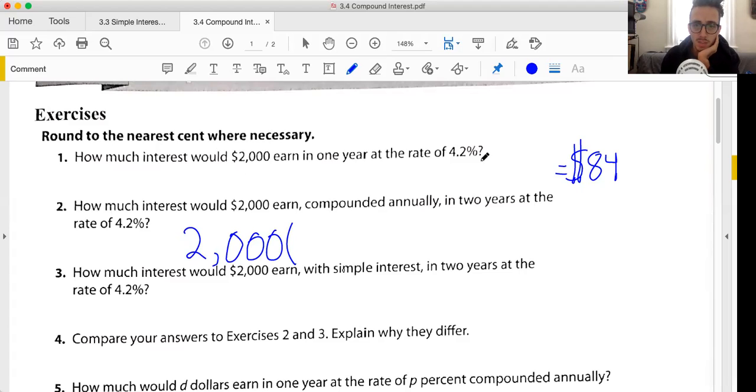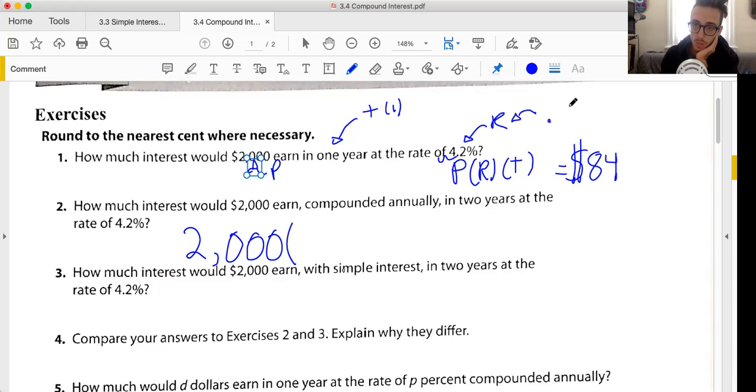$2,000 earned in 1 year at the rate of 4.2. You have your principal. You have your rate. You have your increment of time, which is just 1. Okay, so that's just a pretty simple one. Just plug in because you've got everything for your principal, your rate, and your time. That eventually will get you $84. Remember, for the rate, move that decimal point over once, twice, getting you 0.042 for your rate. So just plug that in here, plug in your principal, move on.